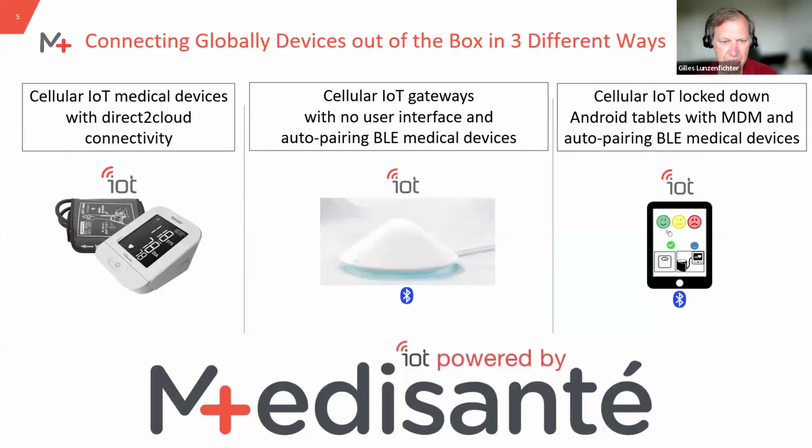So how did we go at MediSanté about making this device experience both seamless and secure to enable the scale of those programs? It is really about offering a choice of devices that connect directly over a cellular network out of the box, and to do that in 3 ways. Because depending on the use case, there are different needs. Sometimes there is just a need for a cellular IoT medical device, let's say a blood pressure monitor, with direct-to-cloud connectivity. But sometimes there is also a need for multi-morbid patients to have a cellular IoT gateway.